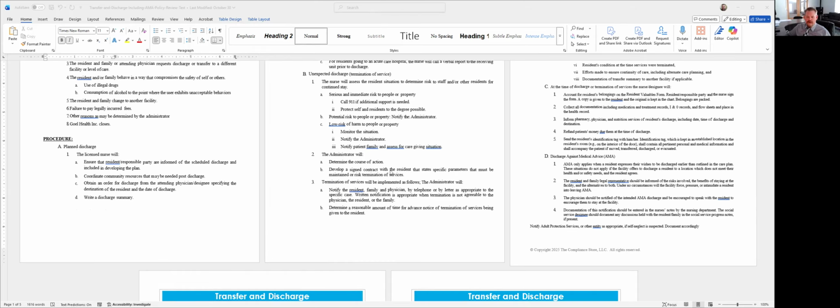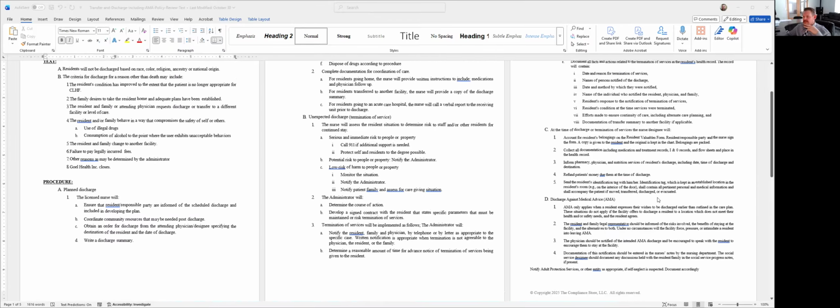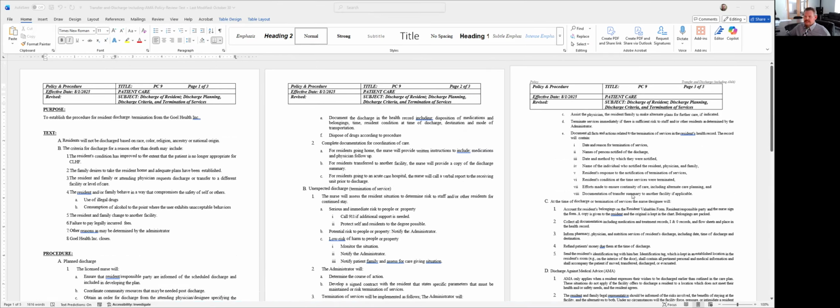I'm going to develop a signed contract with the resident that states specific parameters that must be maintained or risk termination of services. And if you guys are curious on what I would do with the termination of services, I'll notify the resident, family, and physician by telephone or by letter as appropriate to the specific case. Written notification is appropriate when termination is not agreeable to the physician, the resident, or the family. I'll determine a reasonable amount of time for advance notice of termination of service being given to the resident. I'll assist the physician, the resident, and family to make alternative plans for further care.